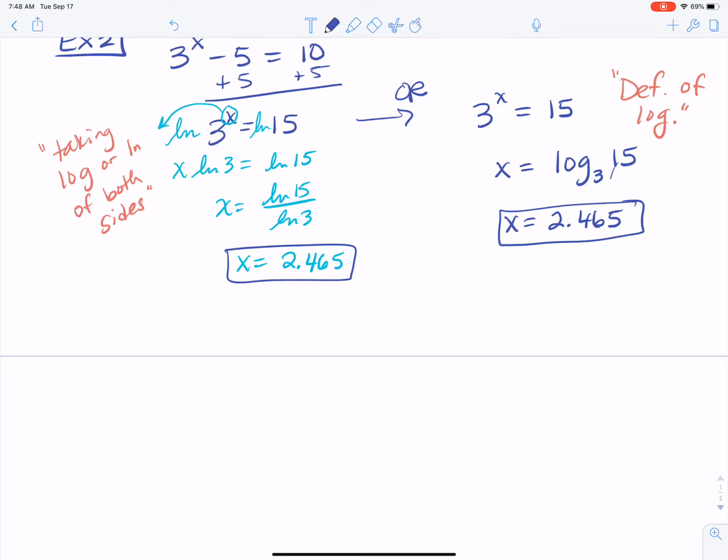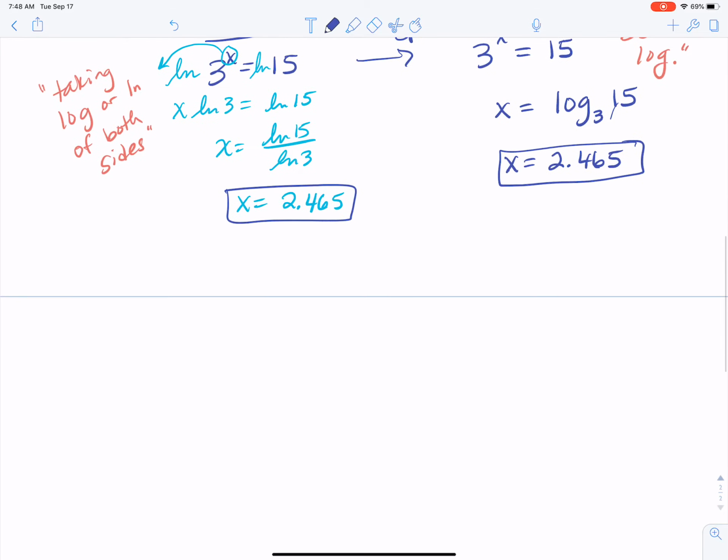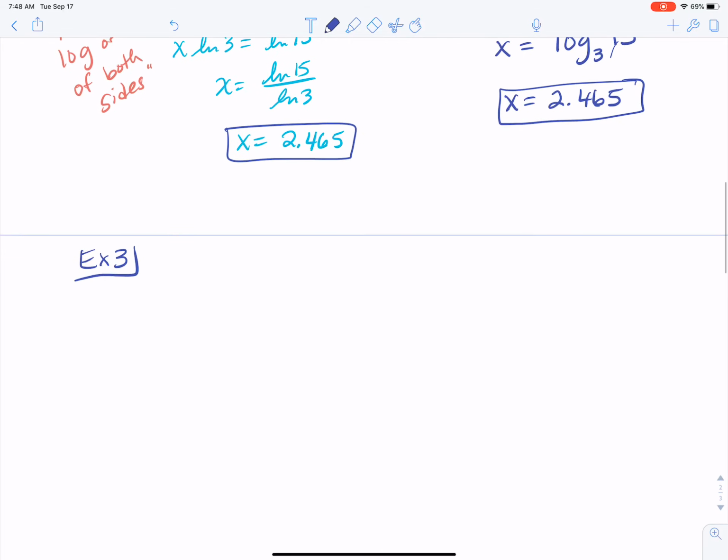one that's a little more complicated. So example 3. This one you have to use the method where you take the log of both sides. You'll see why in a second.